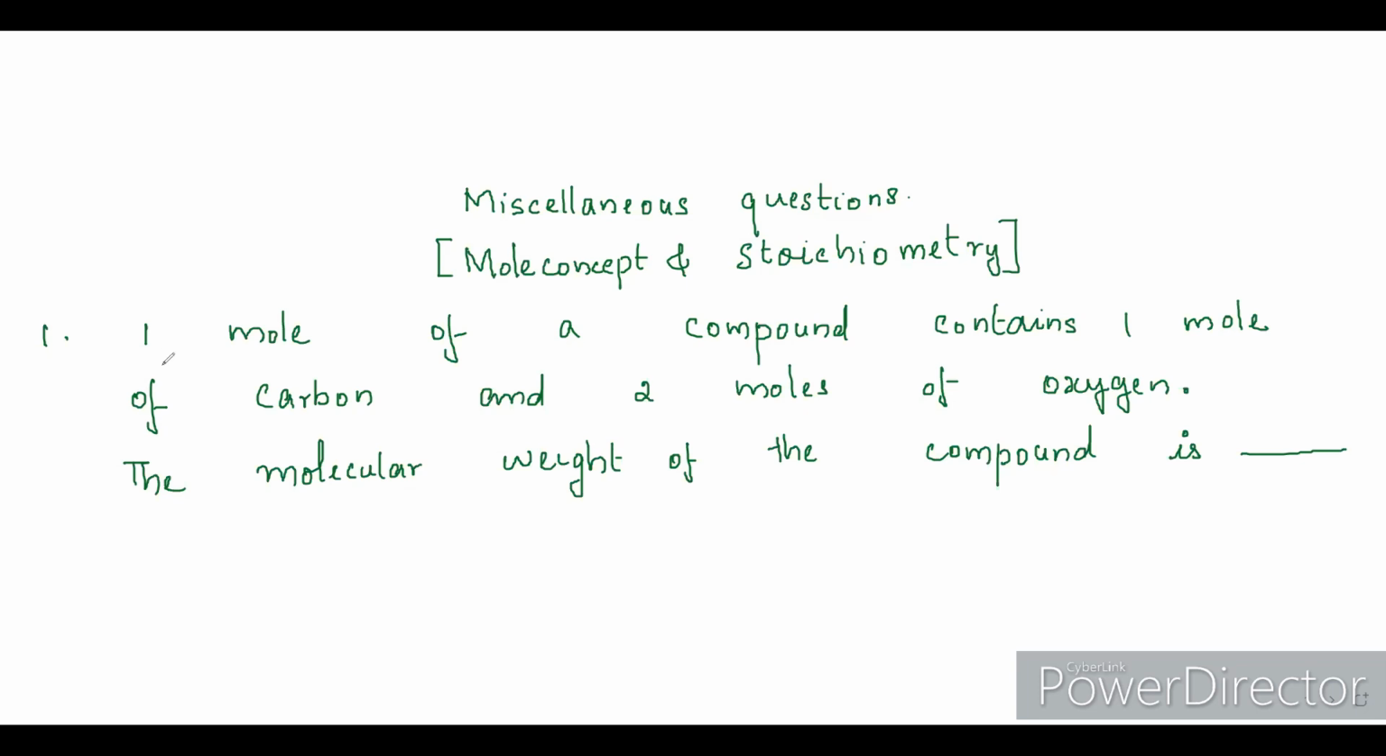1 mole of a compound contains 1 mole of carbon, meaning in your compound there is C, 1 mole of carbon. And along with this, 2 moles of oxygen are present. So your compound is nothing but carbon dioxide. What is the molecular weight of the compound? Carbon's atomic weight is 12, and oxygen's atomic weight is 16. You have 2 such oxygen atoms. So 12 plus 32, that is 44.